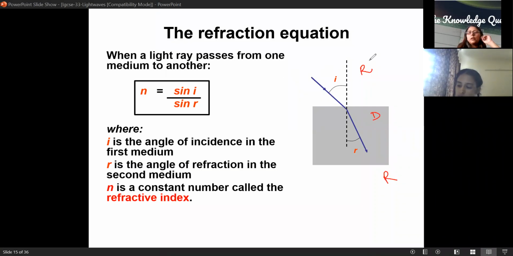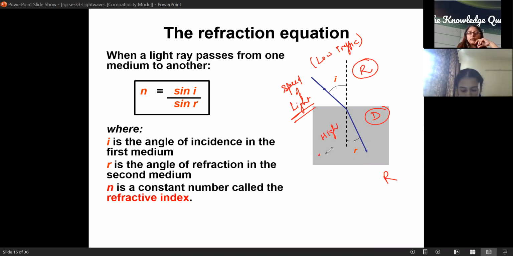Whenever we are going from a rarer medium to a denser medium, which means the medium is changing, the speed of light changes. Okay, the speed of light changes. Here, it's a low traffic zone. So whenever there is low traffic, our cars can move at a higher speed. This is a high traffic zone.